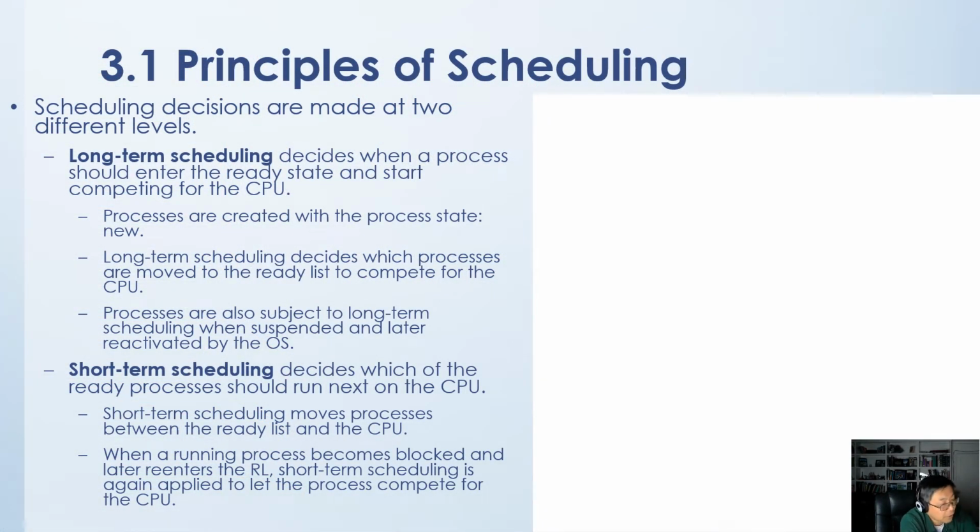Now, scheduling decisions are made at two different levels. One is called long-term scheduling. The other one is short-term scheduling. Now, for many operating systems, once a process is created, they will not immediately put the process into the ready list to fight for the CPUs. Remember the ready list we just discussed in the previous module.